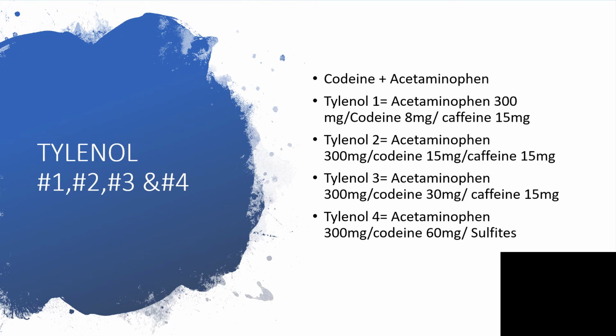Tylenol 1 will contain acetaminophen 300 milligram with codeine that is very low, 8 milligram, and caffeine 15 milligram. The concentrations of acetaminophen and caffeine are constant at 300 milligram and 15 milligram respectively, but that of codeine is variable depending on the number of the Tylenol. So Tylenol 1 will contain codeine 8 milligram, Tylenol 2 will contain codeine 15 milligram, Tylenol 3 will contain codeine 30 milligram, and Tylenol 4 will contain codeine 60 milligram. So the higher the number, the higher the codeine, and of course, the effect of that. So acetaminophen and caffeine are constant.